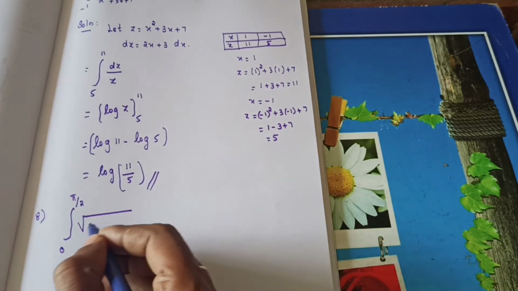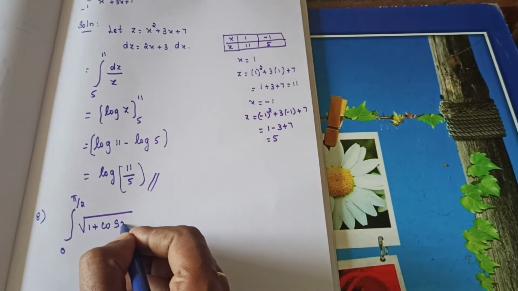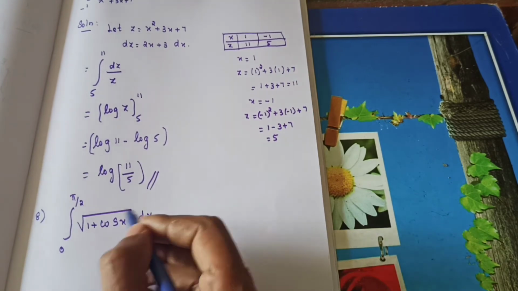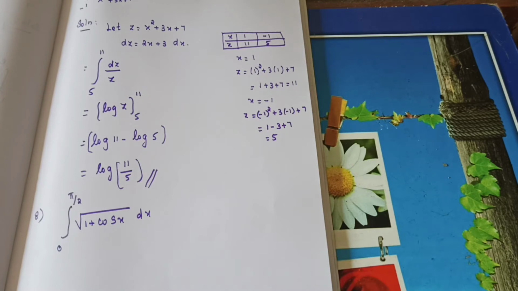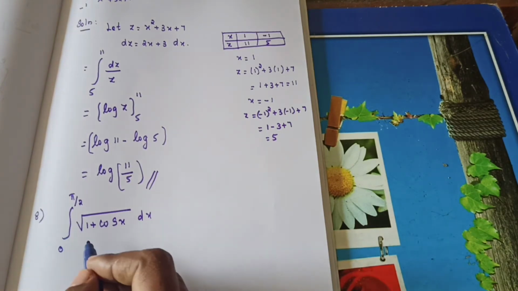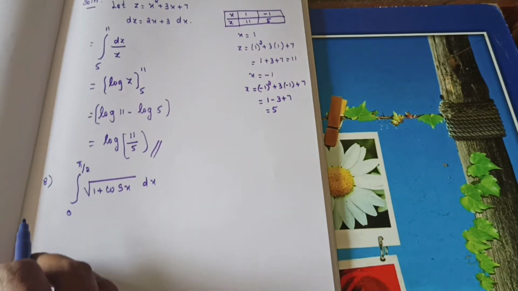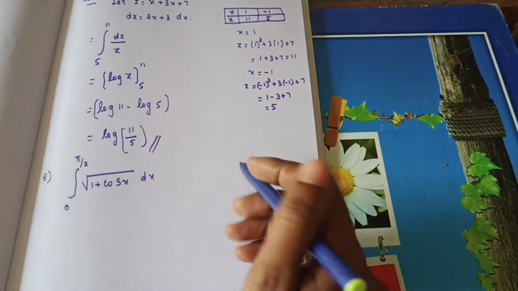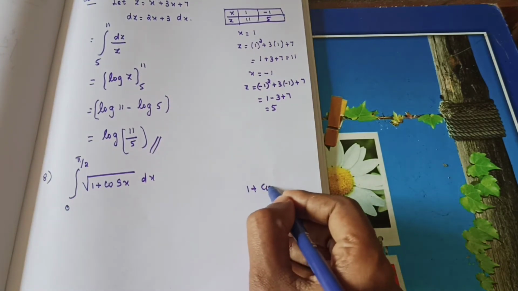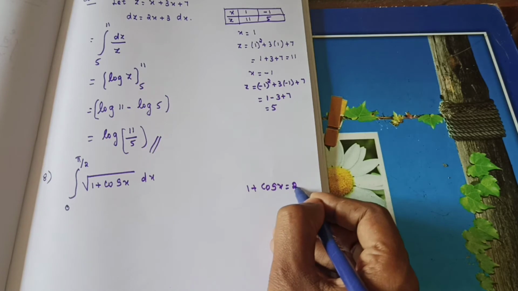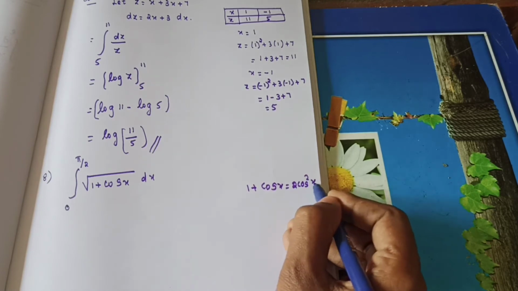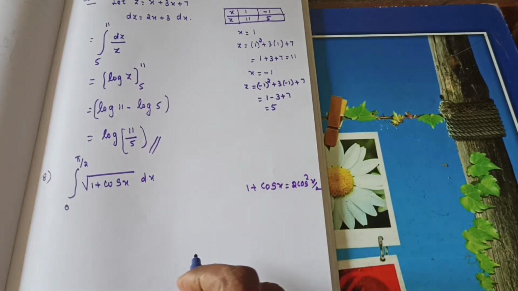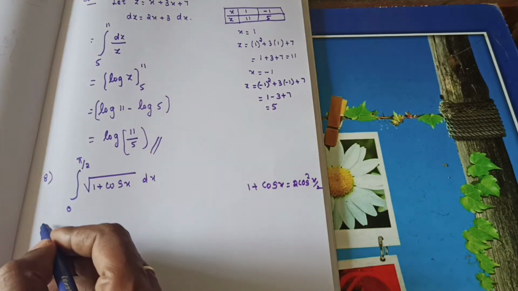Integral of 0 to pi by 2 square root of 1 plus cos x dx. Okay. So we have learned one formula, that is 1 plus cos x is equal to 2 cos square x by 2. You have learned already. So we are going to use this one here. Okay. Solution.